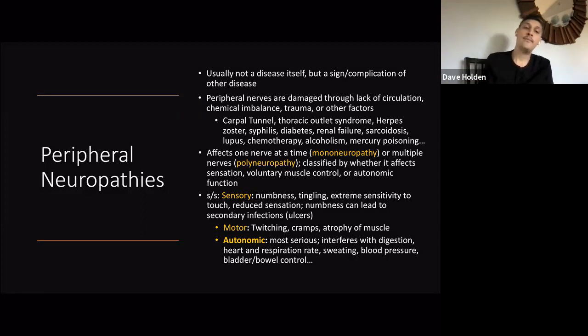But peripheral neuropathies will be further classified, right? Whether mono or poly, we'll further classify them based on what kind of nerve is being affected. So remember, we'll have sensory nerves and motor nerves. So if sensory nerves are affected, then what you'll notice will be changes in sensation. So tingling, numbness, extreme sensitivity to touch. So even a slight caress is a very intense sensation. Reduced sensation is also possible.